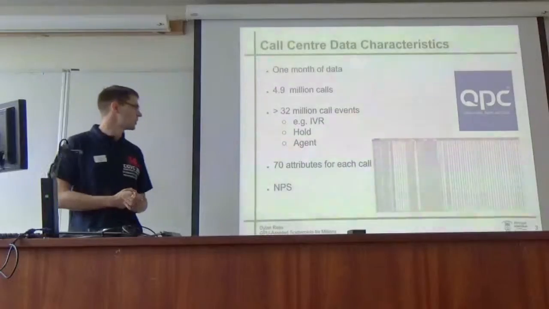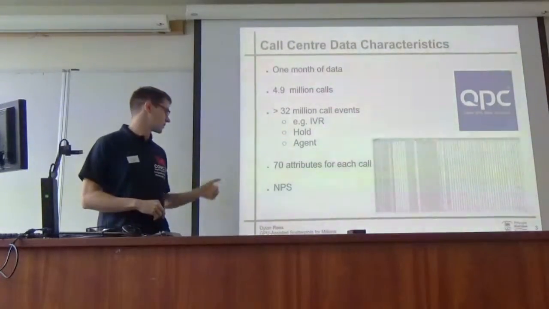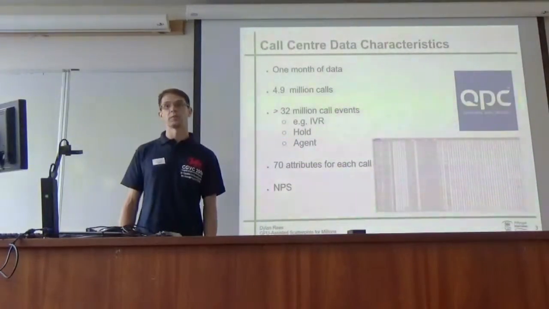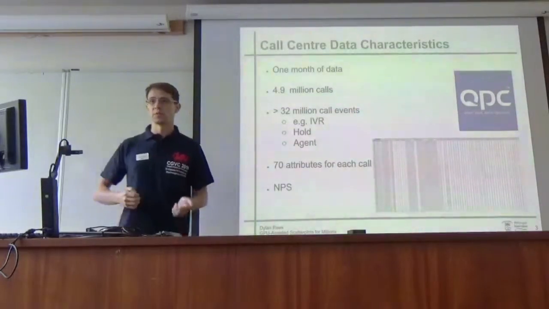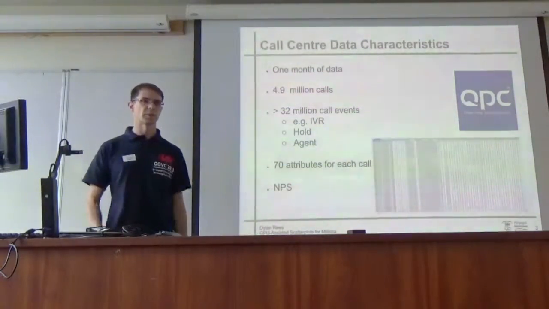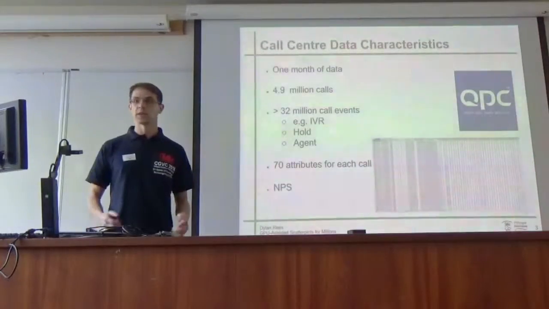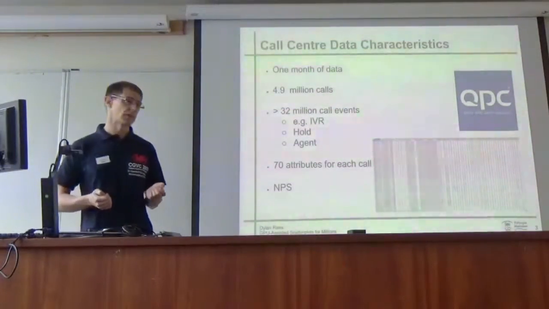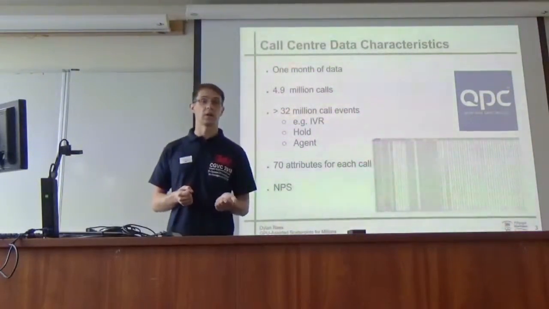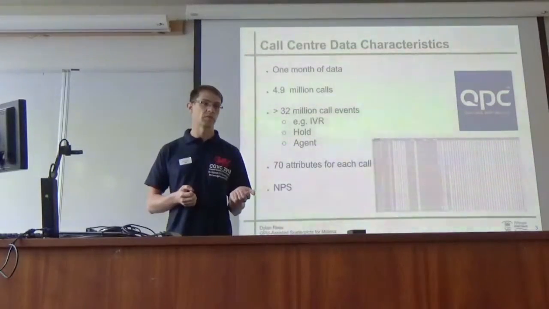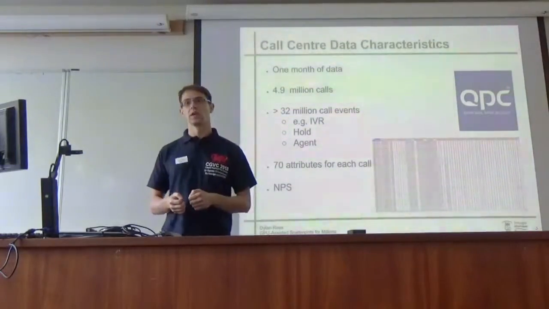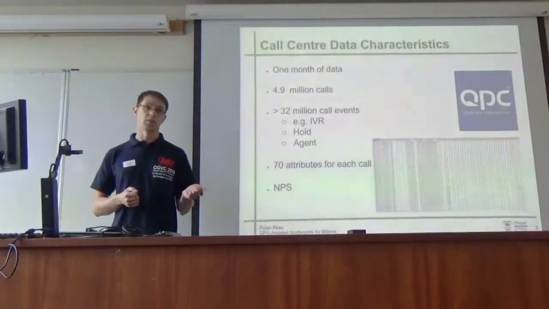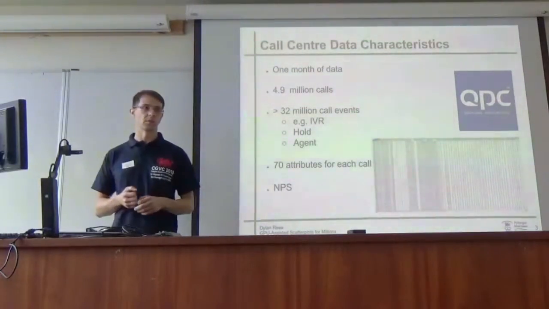One of the key attributes in the data set is this NPS value, which is the Net Promoter Score. I'm sure you've had this yourself if you've spoken to a call center, asking, can you provide us feedback? Basically it's a score from 1 to 10 to try and ascertain whether you were happy with the service that you had or that you weren't. So you'd be a promoter of the company, or you'd be a detractor from the company.